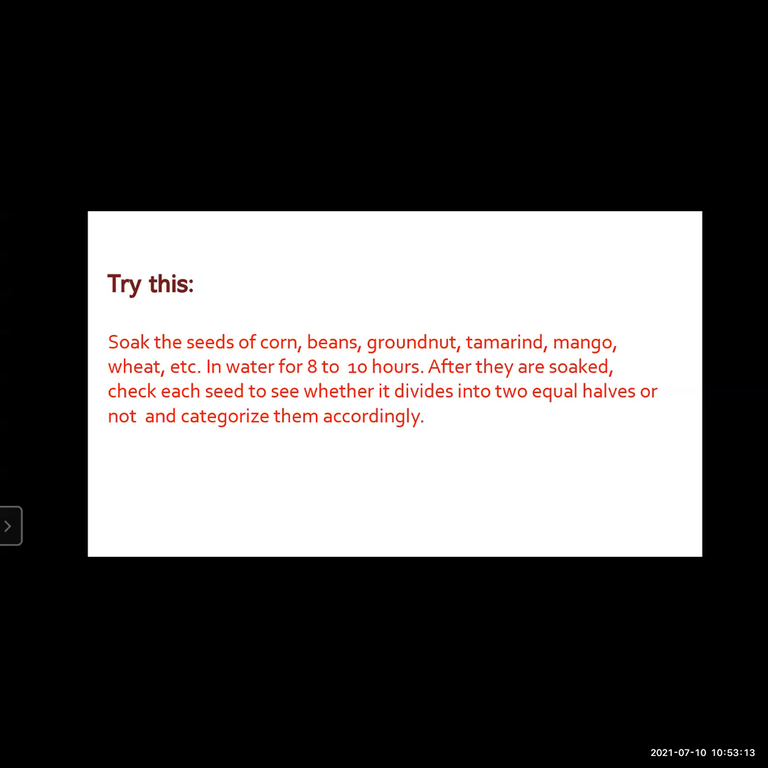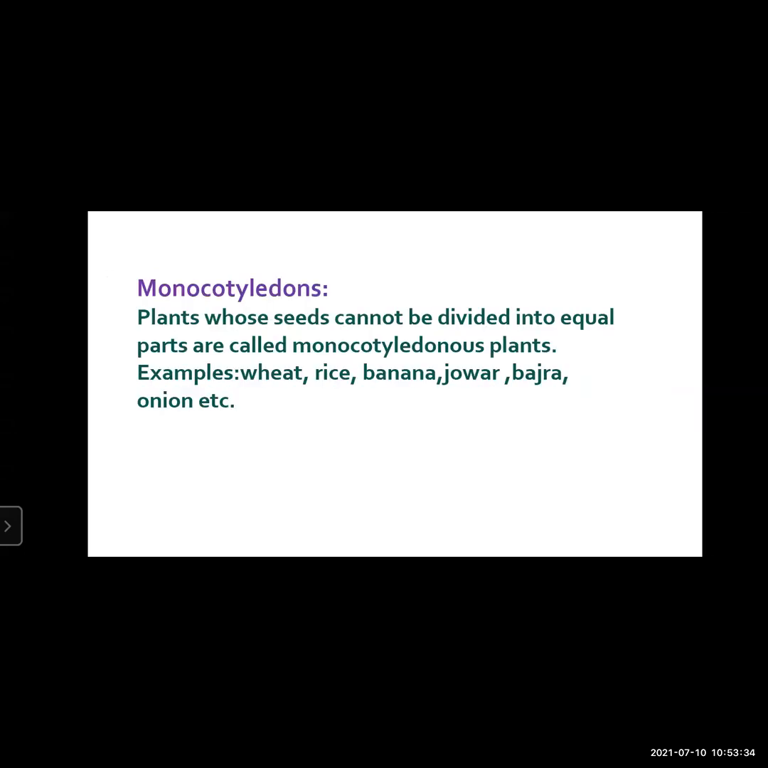When the seeds are broken down into two equal halves, those are called dicotyledons. And if the seeds are not broken down into two equal parts, those are called monocotyledons. So on the basis of this, angiosperms are classified into two classes, that is monocotyledons and dicotyledons. Let us see the definition. So here you can see on your screens, what are monocotyledons?